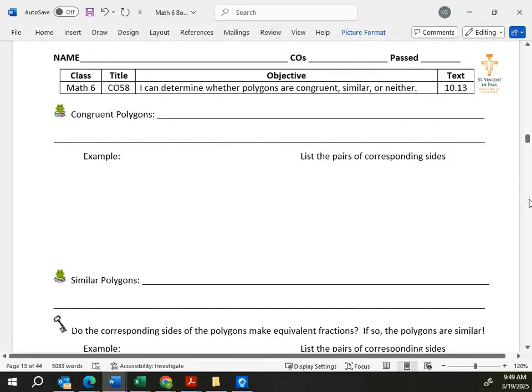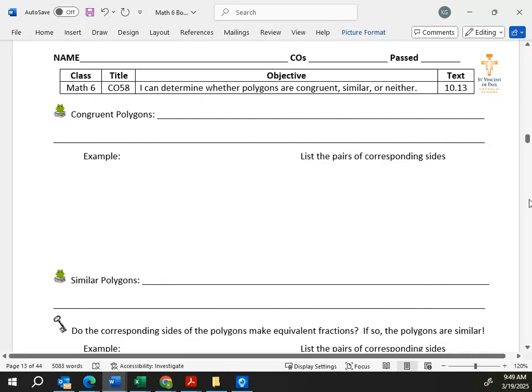Good morning. Today we are doing CO58. We have just this objective and tomorrow's objective, and then we are preparing for our test. So after spring break, we need to be ready to review, practice test, and real test right away when we get back. Today we are determining whether polygons are congruent, similar, or neither.